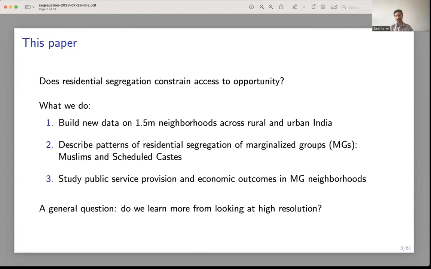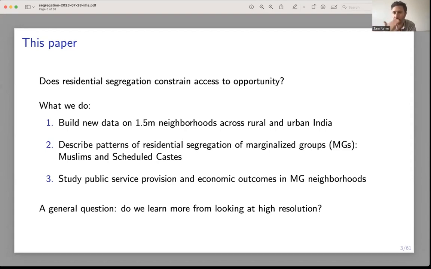And then after describing these patterns of residential segregation and establishing some core facts about segregation in India, we're really going to move down to the neighborhood level and study public service provision and economic outcomes in these marginalized group neighborhoods. How do these neighborhoods look different from others? And they'll look different in a number of different ways.